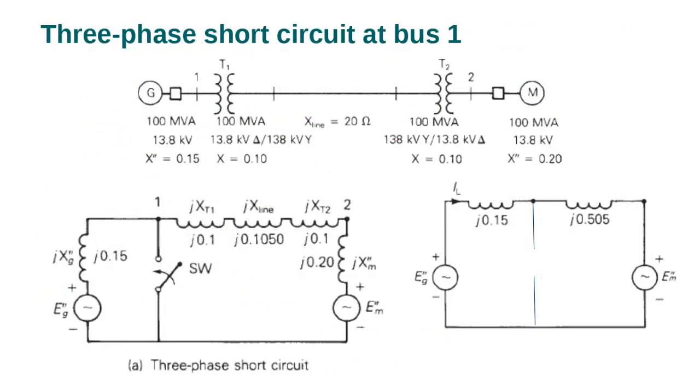Now, how to solve this problem here? Go ahead. Yes, so the question is, since the x double prime values 0.15 and 0.20 are the subtransient reactances, what about the X for the transformer? So we're not looking at the transient or subtransient of the transformer itself.